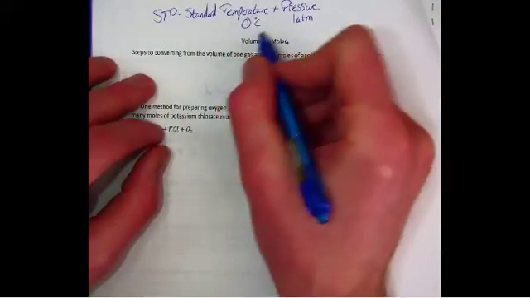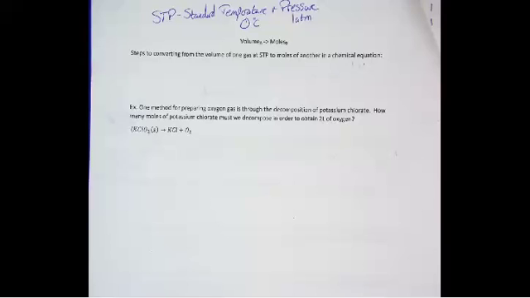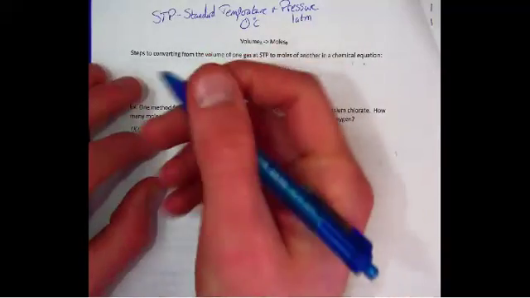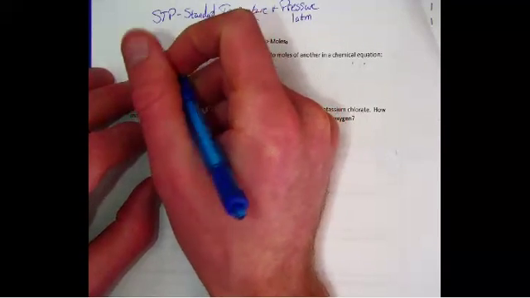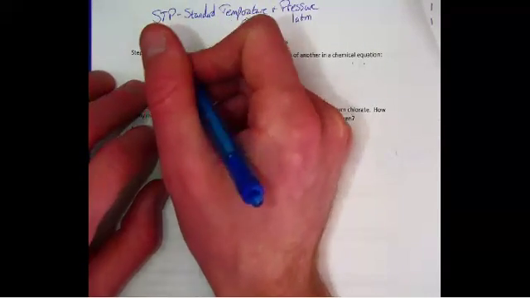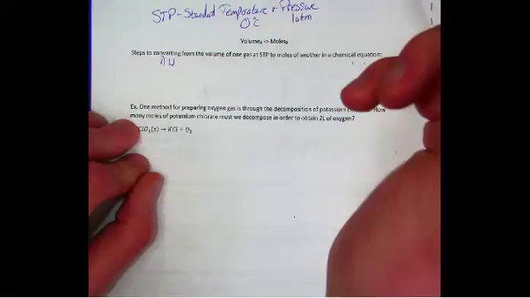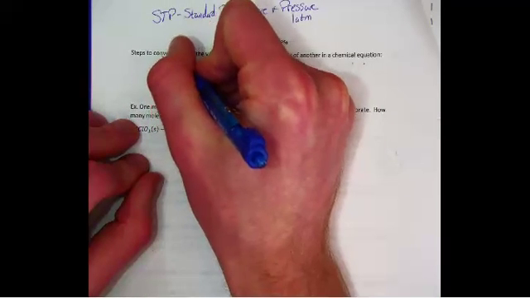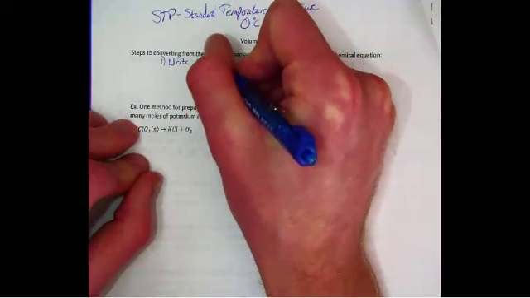All right, so chemists have determined that if we are working with an ideal gas, the space that 1 mole of the ideal gas will occupy will always be the same, no matter what type of an ideal gas it is. Again, this requires several assumptions, however, it is good enough for us to use for calculations. Step 1 for converting from the volume of one gas at STP to moles of another is to write the balanced chemical equation.